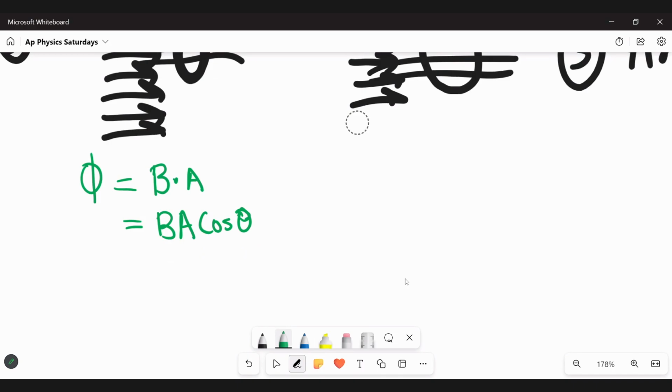Now let's go to the next part. Before I go to the next, this whole thing that we are doing right now is about the magnetic flux. After this, I'm going to talk to you about Faraday's law, then I'm going to talk to you about Lenz's law, and then we will go to the next part. So remember the area vector.